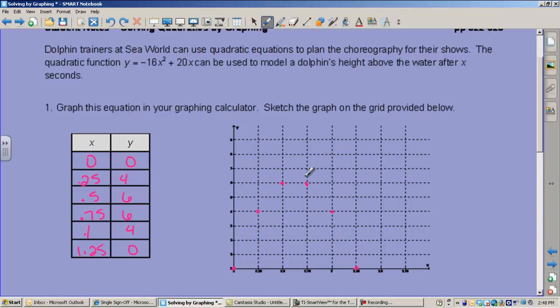Somewhere in between here is where my vertex is going to be, and so it's going to go up and come back down, and my vertex is in here somewhere. We can go find it, but it does just say sketch it, so it doesn't have to be 100% accurate. But this is about what my parabola would look like. And what we're really concerned with on this graph, since we're solving by graphing, are where the x-intercepts are. So there are two of them. There's one here and one here.